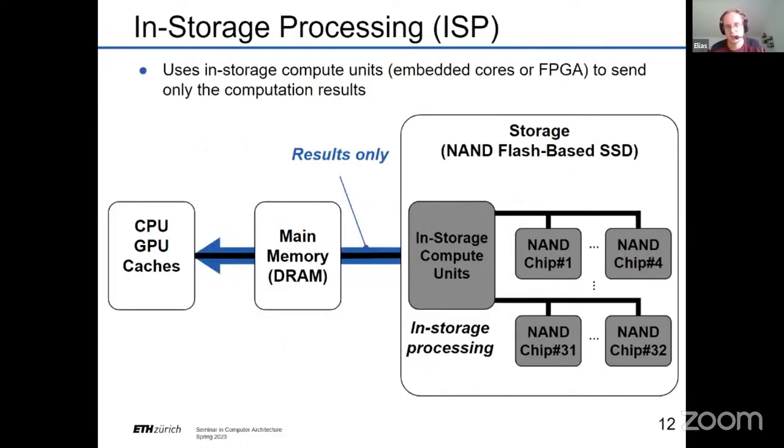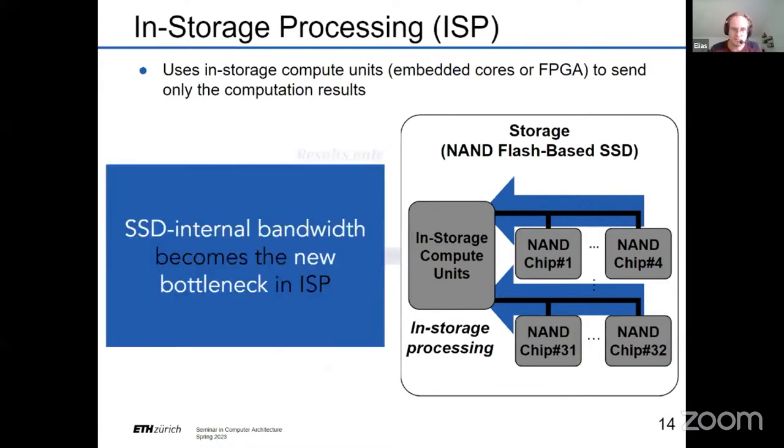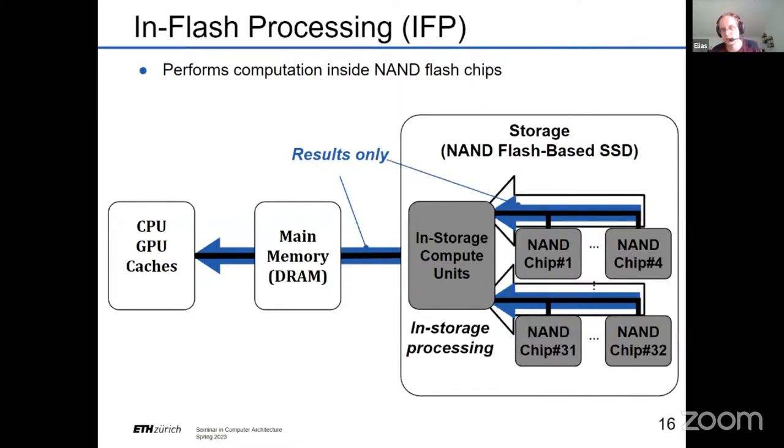Let's get back to the same picture. The problem is now that the bottleneck isn't the bus hierarchy from storage to main memory to the CPU. It's inside the storage, from the separate NAND chips to the in-storage computing units. To state that clearly, SSD internal bandwidth becomes the new bottleneck in in-storage processing. To mitigate even that bottleneck, we use a thing called in-flash processing. So we only transport the results from the NAND chips to the in-storage computing units. This is called in-flash processing.